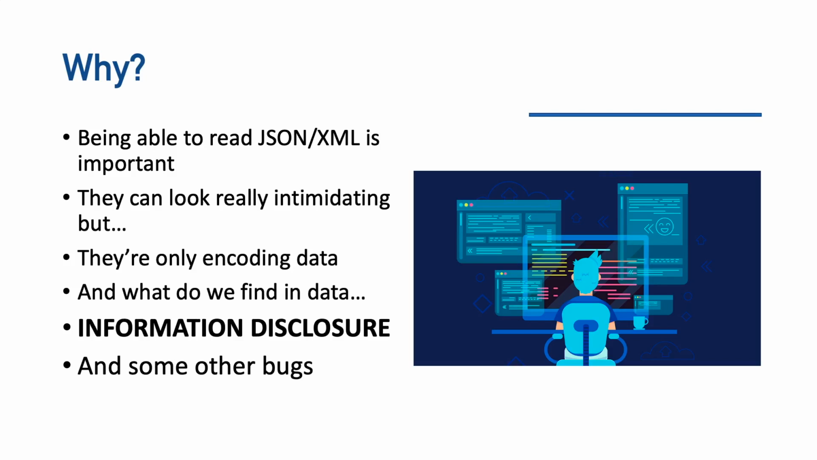And what do we find in data? We find information disclosure in data. There are other bugs as well, but we're going to be specifically focusing on how to read it and then how to use that to find information disclosures. So I know they're intimidating, but stick with me. I'm hoping that this video will calm the nerves and actually get us started.